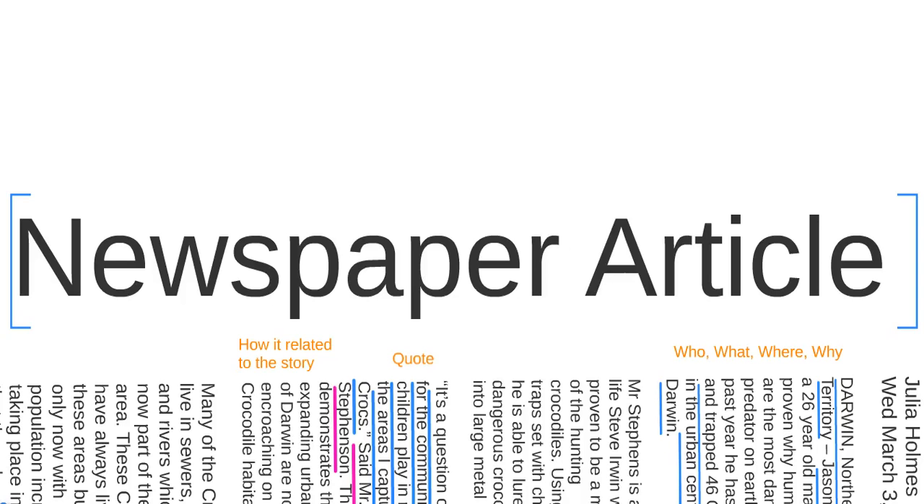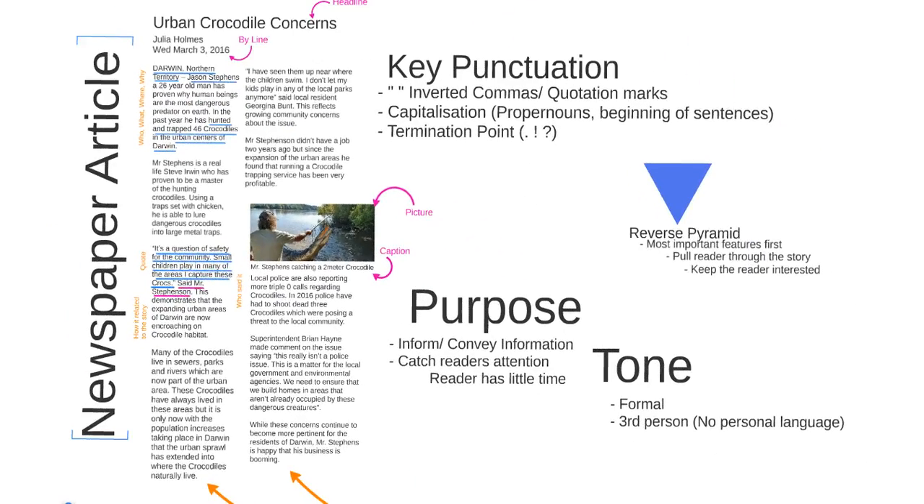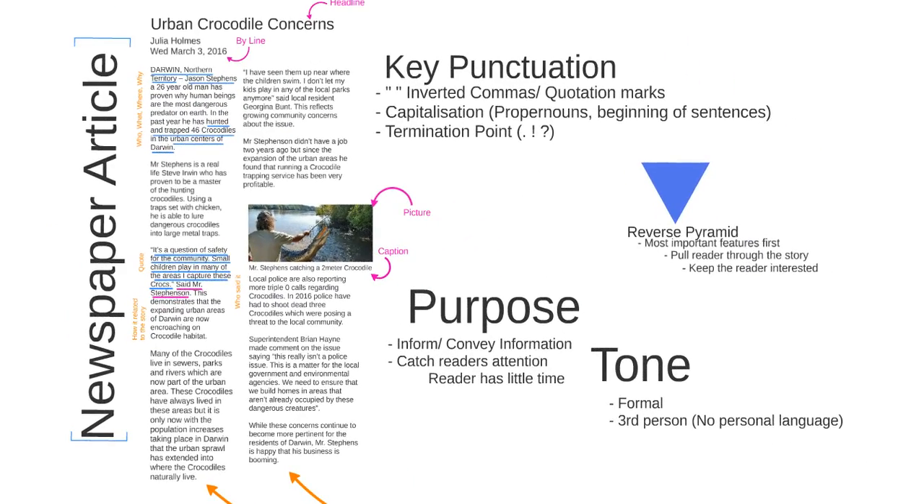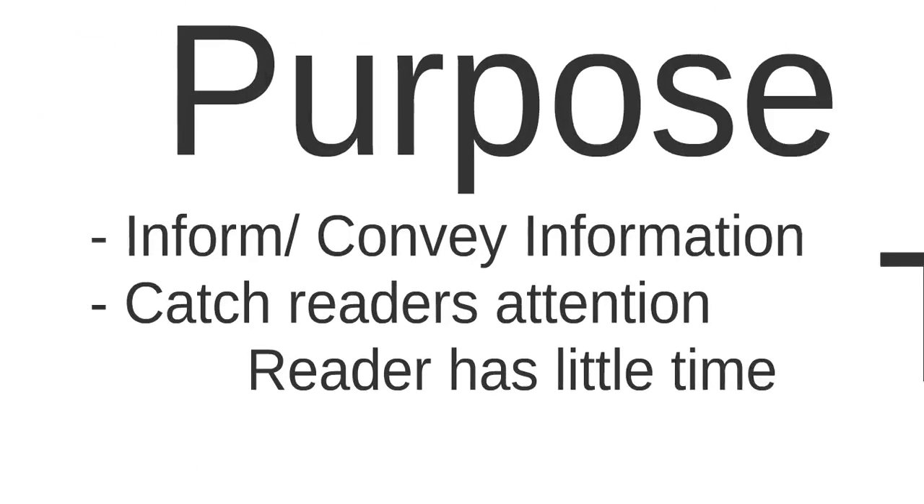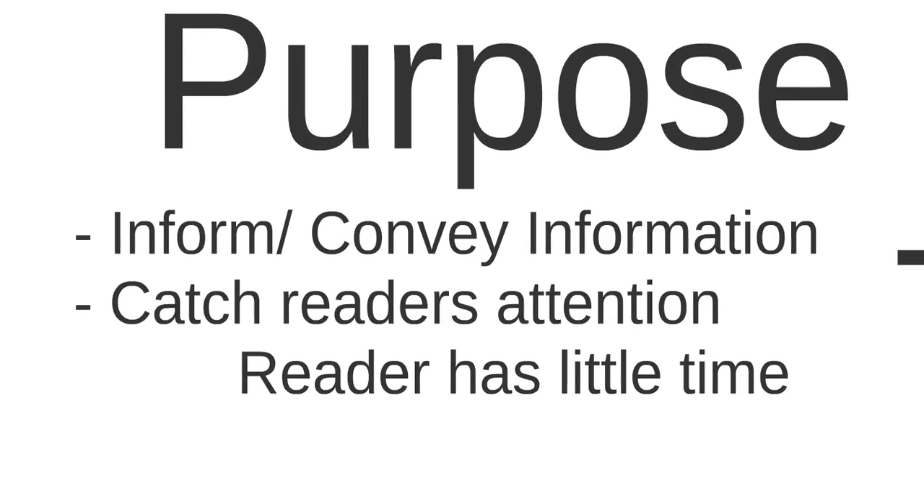We'll be looking at the conventions of writing a newspaper article. Newspaper articles have a number of features to them. Let's begin by looking at the purpose. The purpose of a newspaper article is to inform or to convey information quickly. It's to catch the reader's attention.